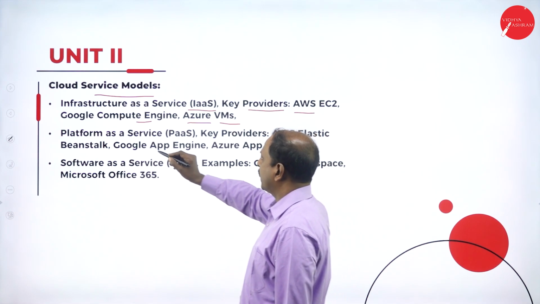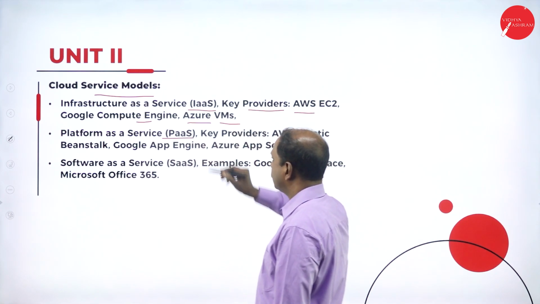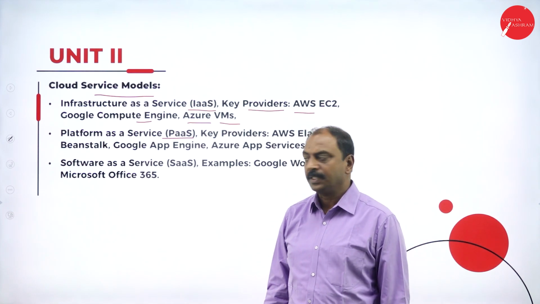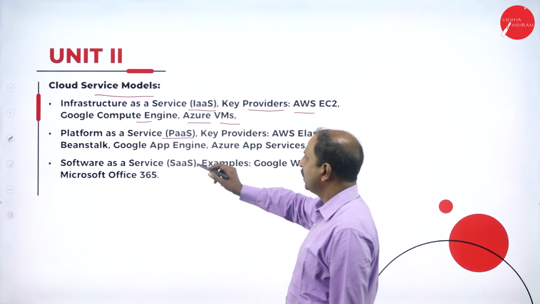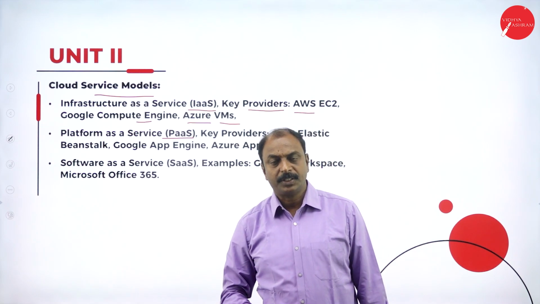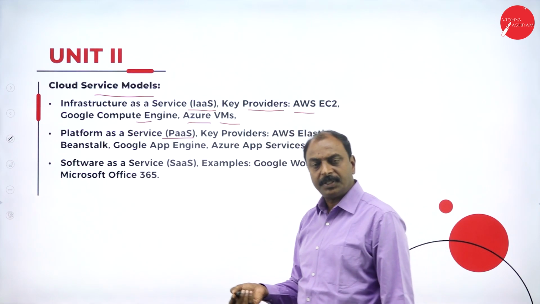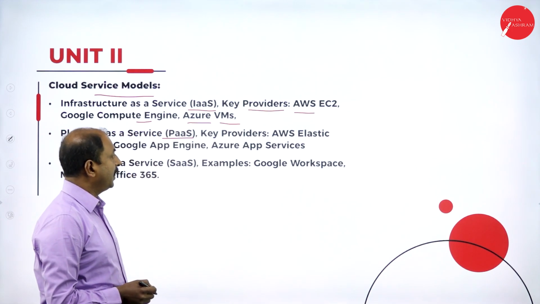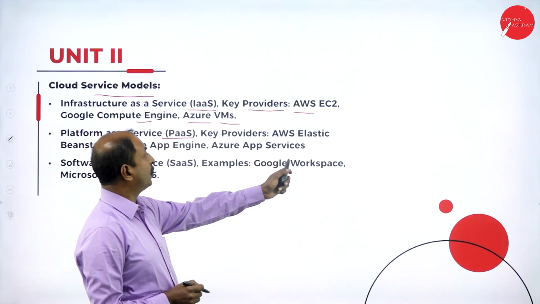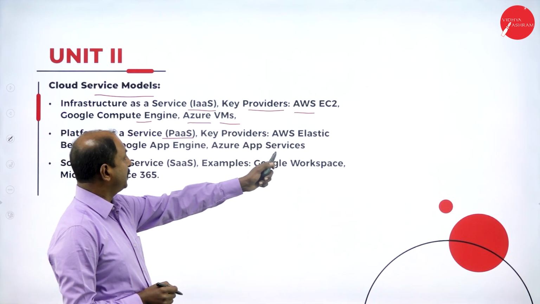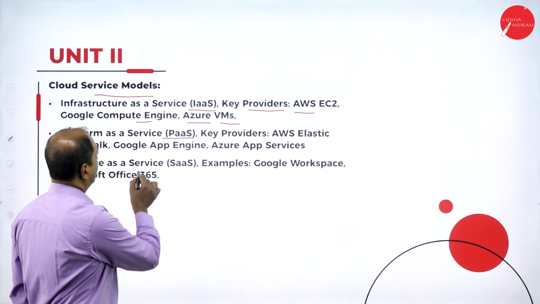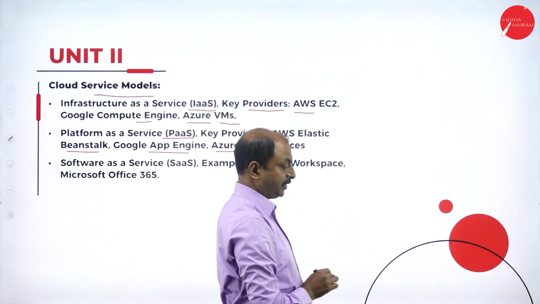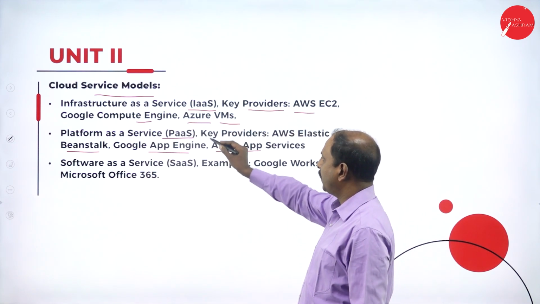And again, the second model is platform as a service, that is PaaS. So here we are going to discuss the PaaS services along with the architecture and benefits, advantages and different services in PaaS, and also the key providers of PaaS services: AWS Elastic, OpenStack, Google App Engine, and again Microsoft Azure App Services. These are the service providers of PaaS services.